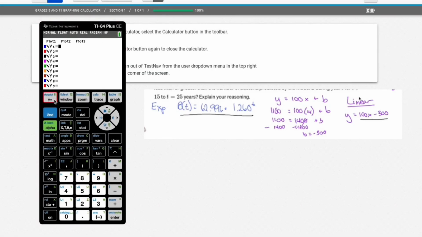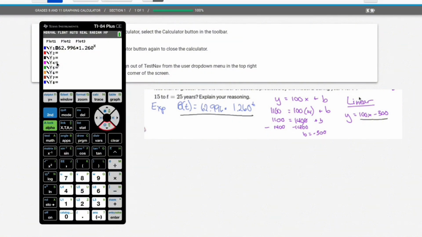Okay, so let's graph them both. Like I said before, it sure would have been nice if I stored the exponential function, but since I'm going back and forth in the calculator, it deletes everything automatically. If you were able to store it, good. It would look like this, 62.996 times 1.260 to the t, so to the x. That's my exponential function. It's going to show up in blue.